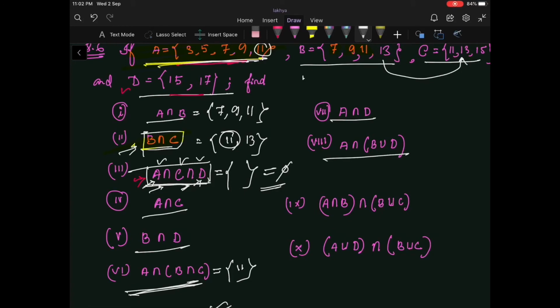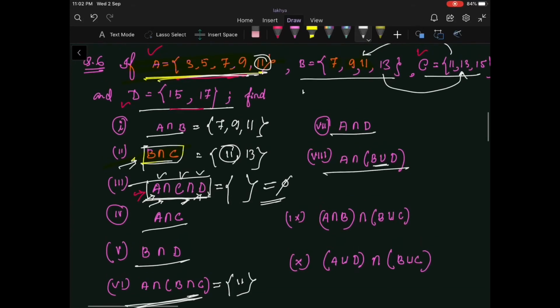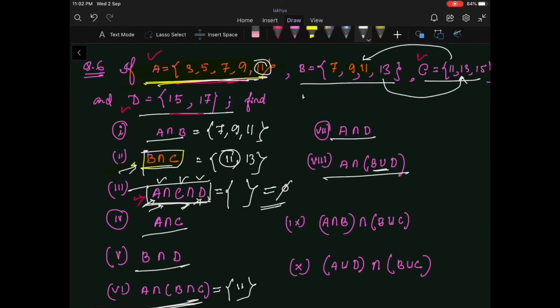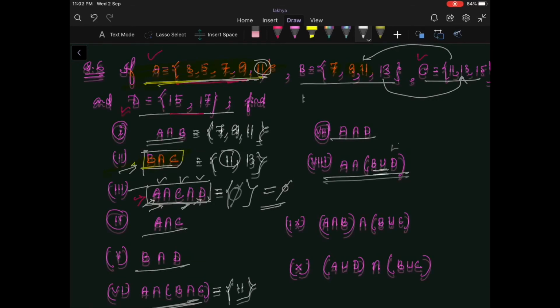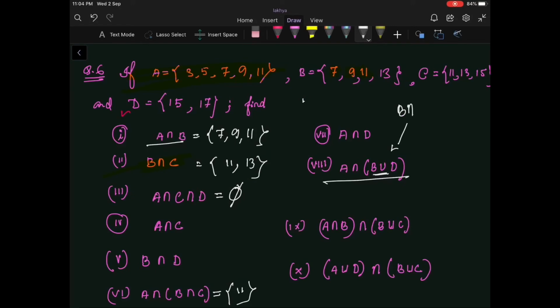A intersection whole B union D. First we need to find B union D. Let's find B union D first. B union D is a set containing all the elements in sets B and D. Set B contains 7, 9, 11, 13, and D contains 15 and 17. Write all the elements here: 7, 9, 11, 13, 15 and 17.